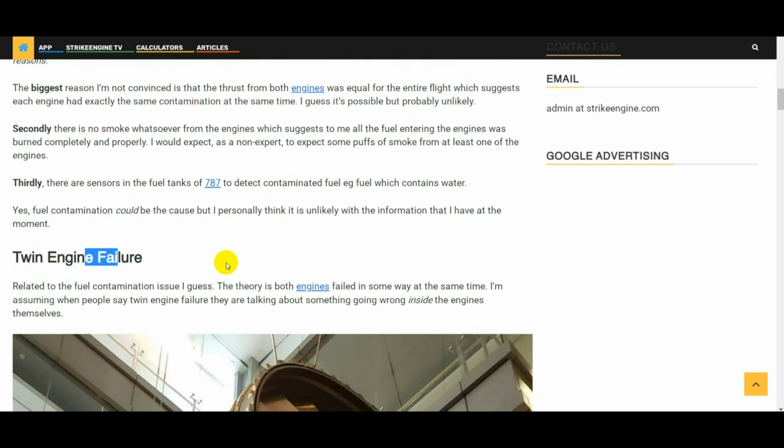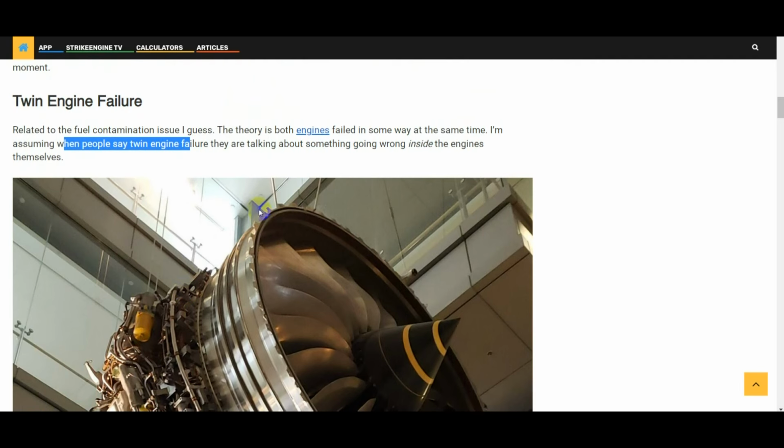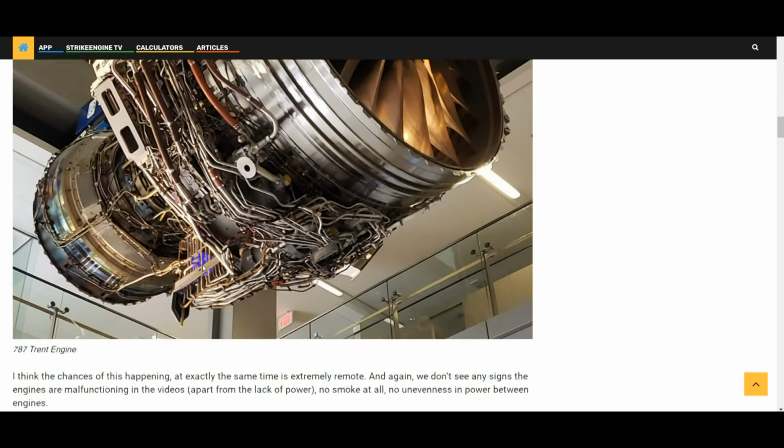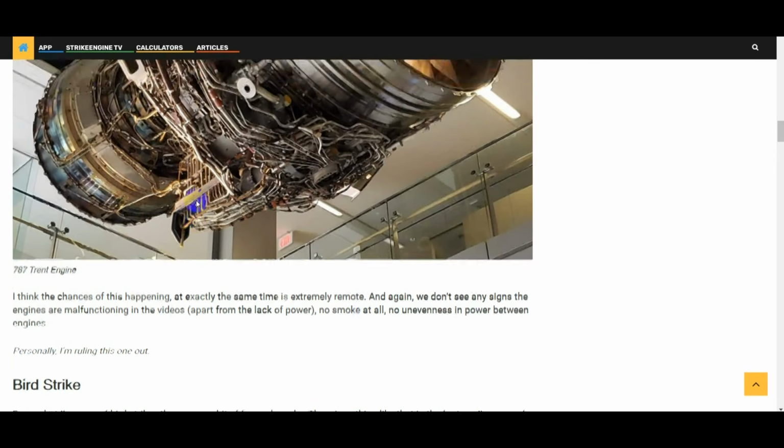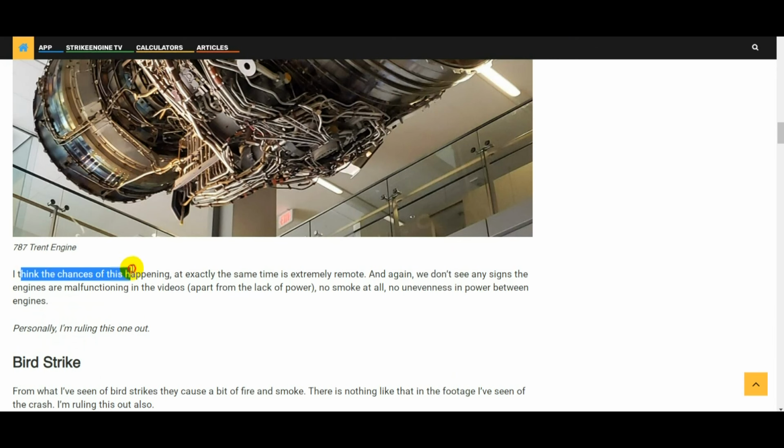Another one, twin engine failure. The theory is that both engines failed in some way at the same time. I'm assuming that when people say twin engine failure, they're talking about something going wrong inside the engines themselves. So this is a 787 Trent engine, super reliable. I think the chances of both engines suffering an internal failure at the same time is extremely remote.